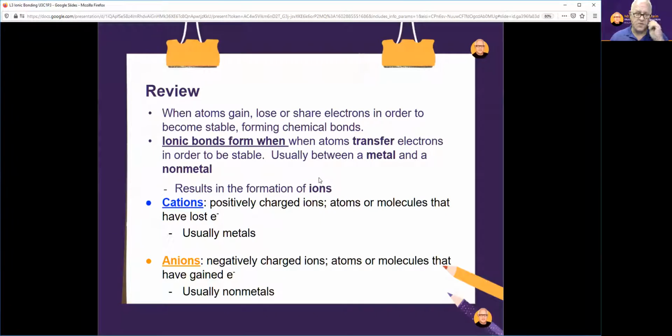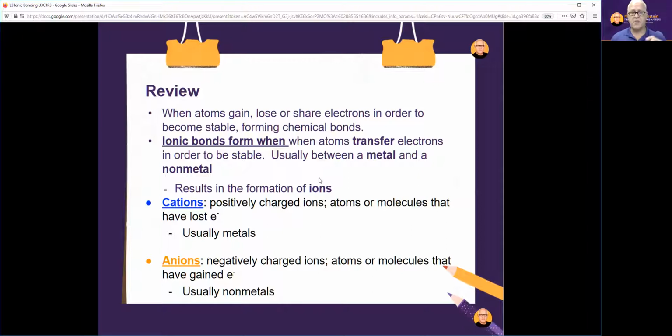So let's review. When atoms gain, lose, or share electrons in order to become stable, they form chemical bonds. An ionic bond forms when atoms transfer electrons in order to be stable, usually between a metal and a nonmetal. The result is the formation of ions. There are two kinds of ions. There's the cation and the anion.